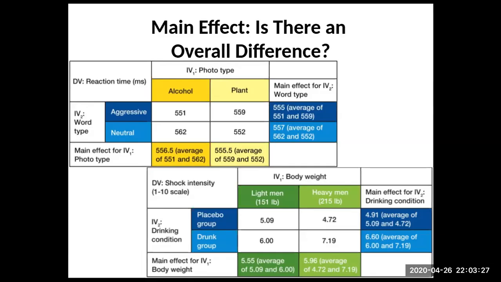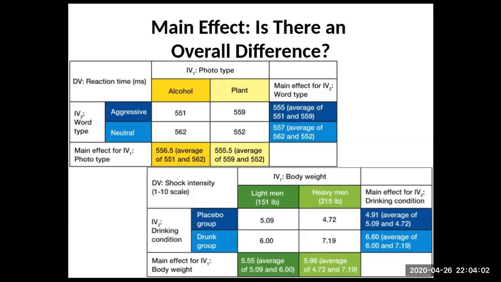But we already know, because we used this example a couple slides ago, that there is an interaction. Because again, what you see is as you go in aggressive, from alcohol to plant, it increases from 551 to 559 slightly. And as you go from neutral, from alcohol to plant, it decreases from 562 to 552. So you have one line increasing and one line decreasing. If we're just looking at the main effect, I would say no main effect of phototype, no main effect of word type, but you would see an interaction there.